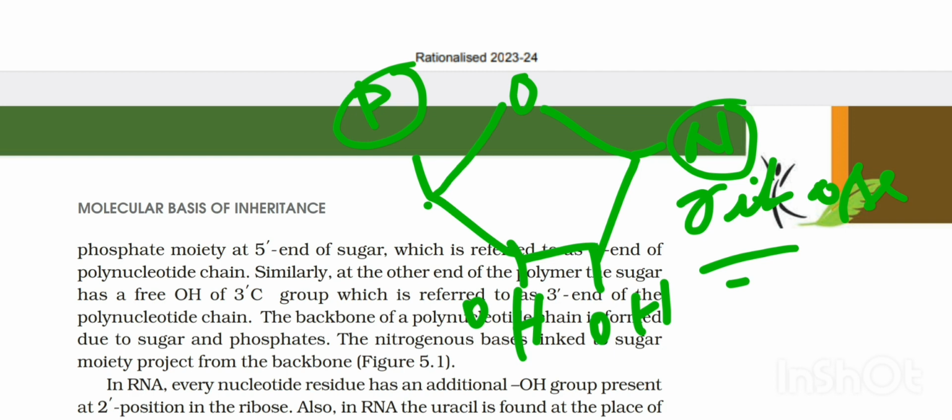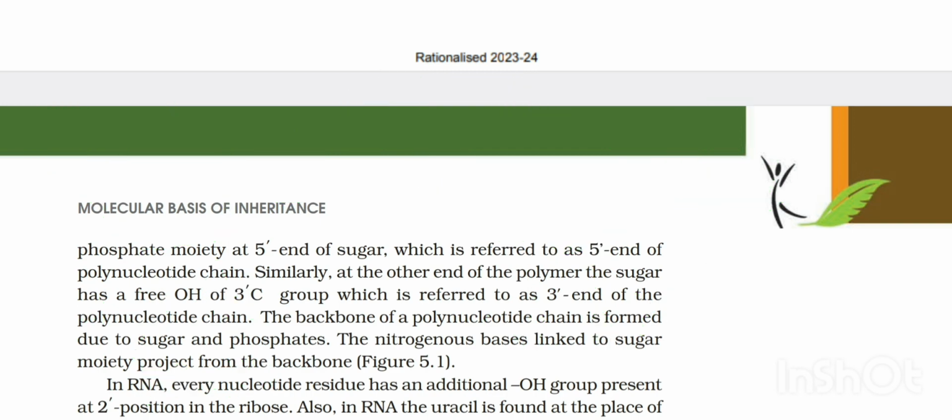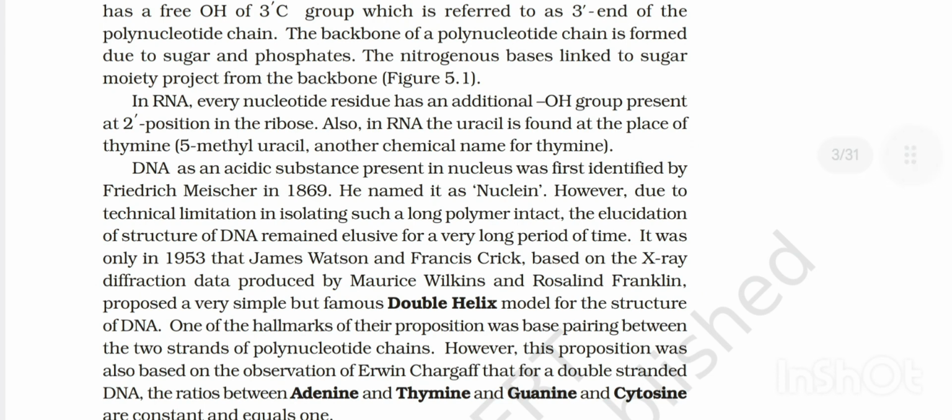But when it is a deoxyribose sugar, which is present in your DNA, one oxygen is less. Here at the 2' position, this deoxyribose sugar lacks one oxygen group. So this is the overall case of ribose and deoxyribose sugar. In RNA, the nucleotide residue has an additional OH group present at the 2' position. Also in RNA, uracil is found in the place of thymine.